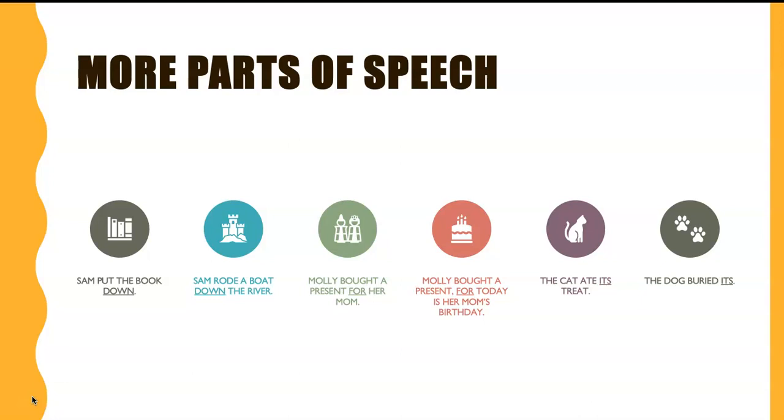The cat ate its treat. We usually think that it is a pronoun, but in this sentence, it's functioning as an adjective. It's actually telling us which treat, modifying the noun treat. And in the last one, the dog buried its. It's taking the place of that whole noun phrase of treat, telling us what the dog buried. So in that sense, it's really serving as a direct object, a nouny thing receiving the action of the verb, and therefore it's a pronoun taking the place of the noun treat.